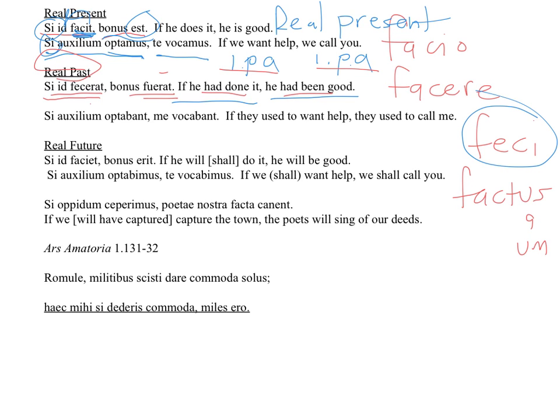Look at the next example. This is the one I told you about. It's covered in the text. Si auxilium optabant, me vocabant. This is the imperfect indicative, and this is the indicative imperfect. It has the word si, which lets you know it's a condition. It says, if they used to want help, they used to call me. That's an imperfect followed by an imperfect. Both are in the indicative mood, both are in the imperfect tense. That's called a real past condition. You could also have that in the perfect, or as in the first example, the pluperfect.